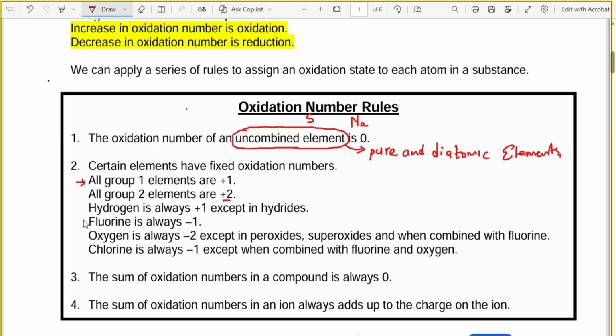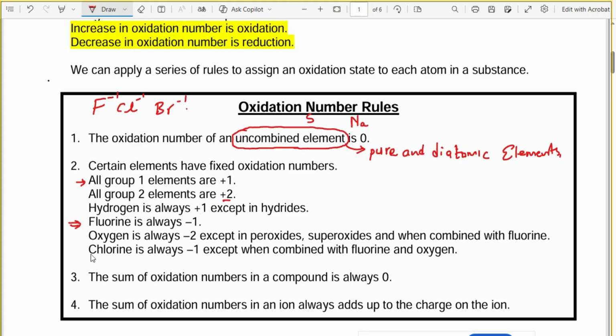Fluorine is always minus 1. Do you know all the halogens? If you did organic chemistry, you remember the halogens: fluorine, chlorine, bromine, iodine. All the halogens have an oxidation number of minus 1. Do you understand that part?